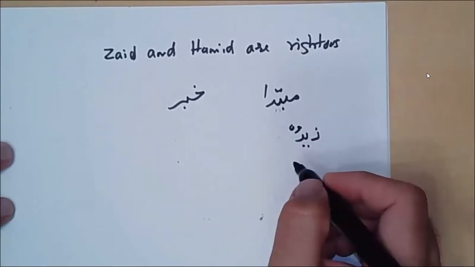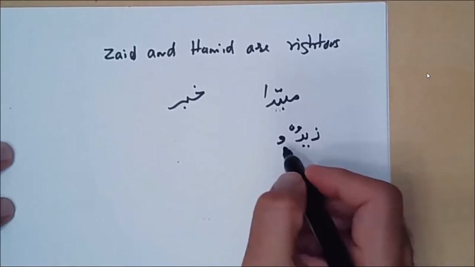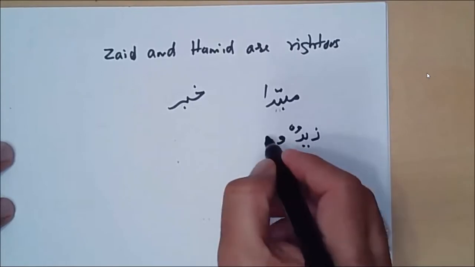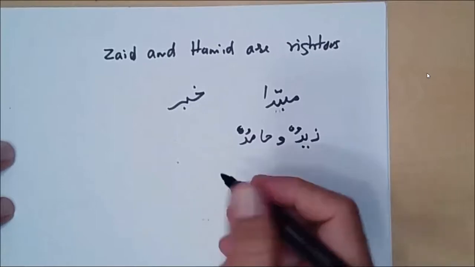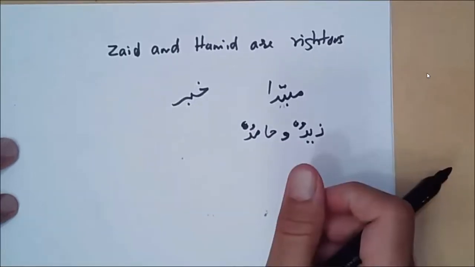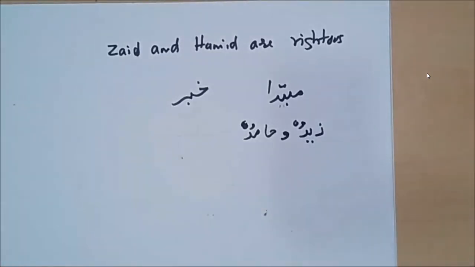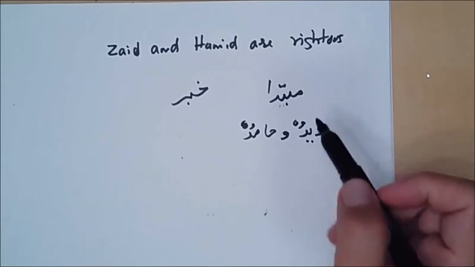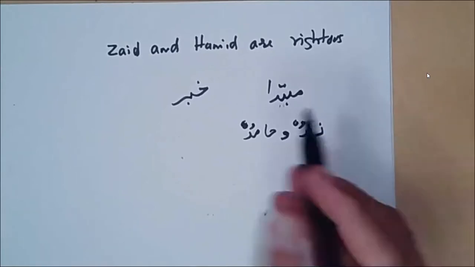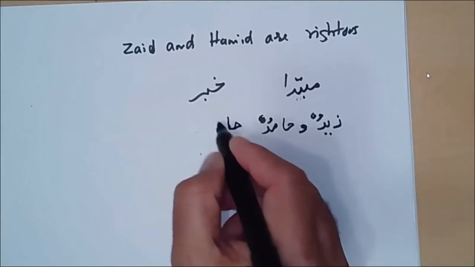So we're going to say Zaidun wa Hamidun. Wa means and in the Arabic language. Zaid and Hamid, how many people are these? 2. So what is our rule about the khabar? It should be the same, it has to be the same. So what is the dual of righteous? Salihatan. Salihani.